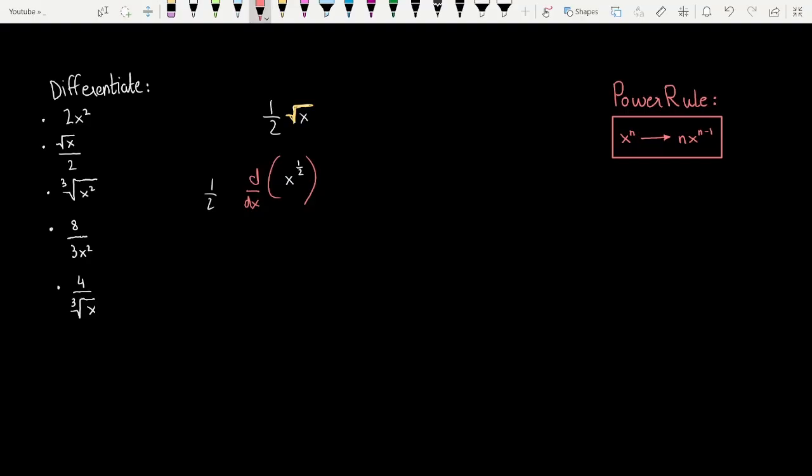And that's fairly easy. So what we're going to get is 1 by 2 multiplied with 1 by 2 times x, and we're going to subtract 1 from the power. So we're simply just going to get 1 by 4 x raised to the power minus 1 by 2. Okay, this is our final answer.